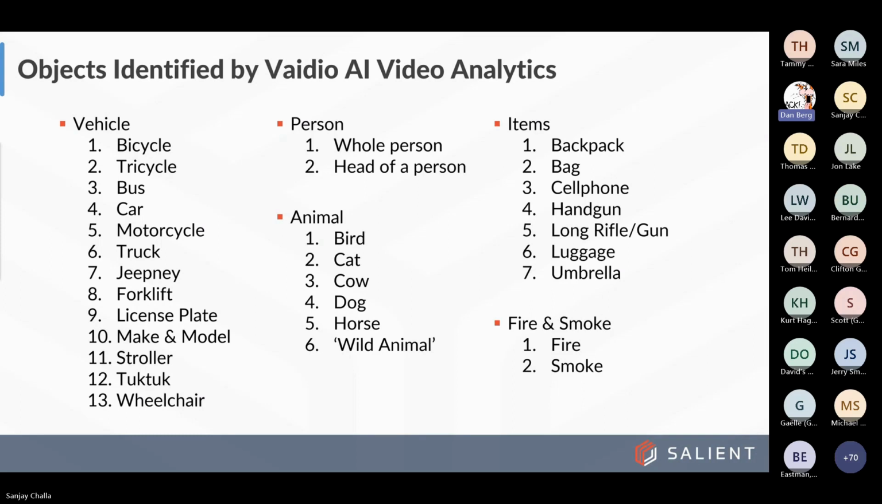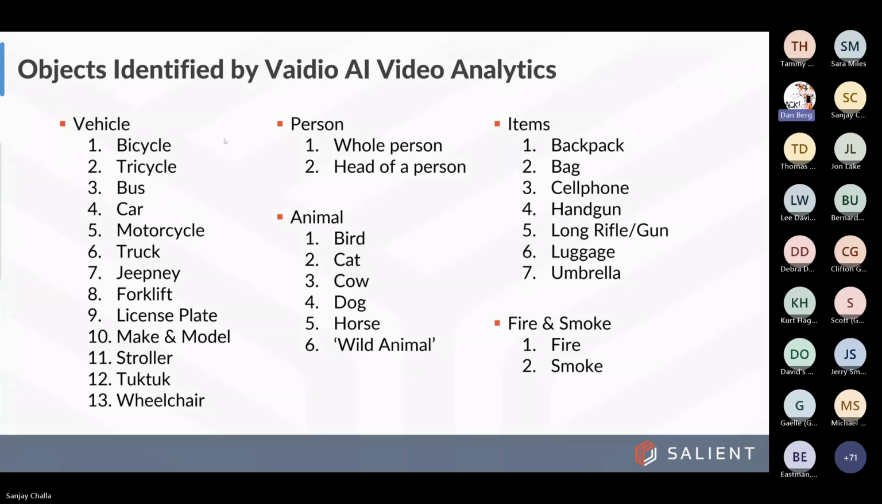It's also looking for people, and that can be a whole person or just the head, the face. Animals, we've got clearly identified birds, cats, cows, dogs, horse. Anything else is going to fall into the wild animal category. In terms of accessories that people may be carrying that you want to search for, we can identify backpacks, bags, cell phones, handguns, long rifles or long guns, luggage, umbrellas, and there's even the capability to detect fire and smoke.